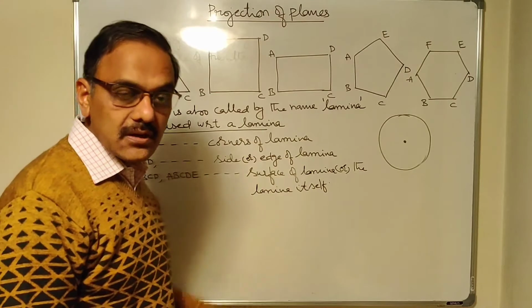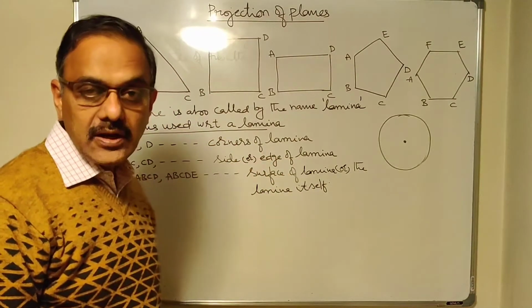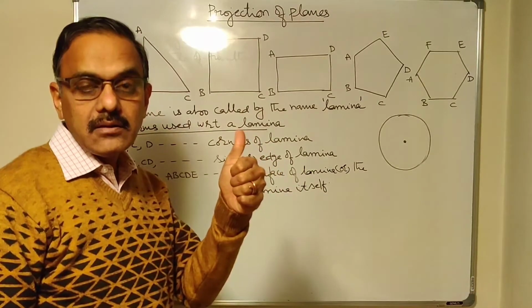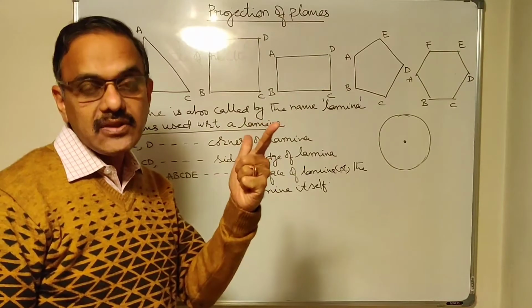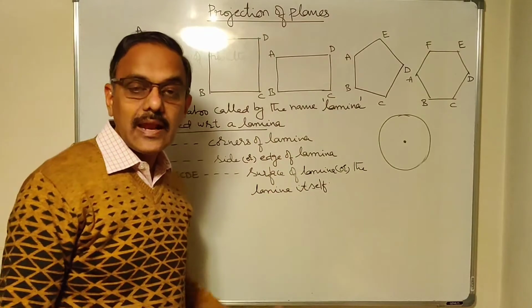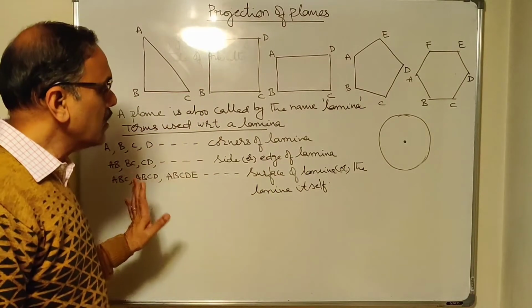So there are three terms that are used with reference to a lamina. One is the corner of the lamina. The second is edge of the lamina or side of the lamina, and the third is the surface of the lamina or the lamina itself. So these are important to know.